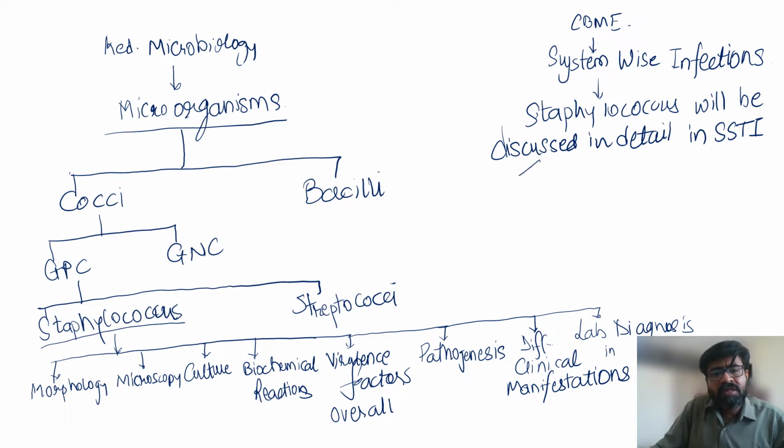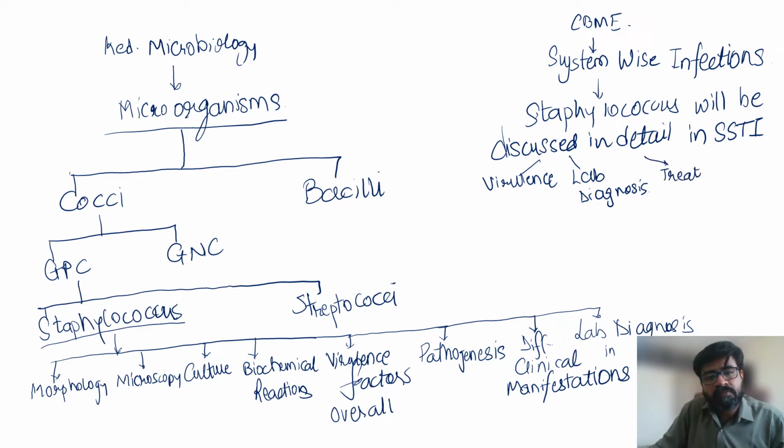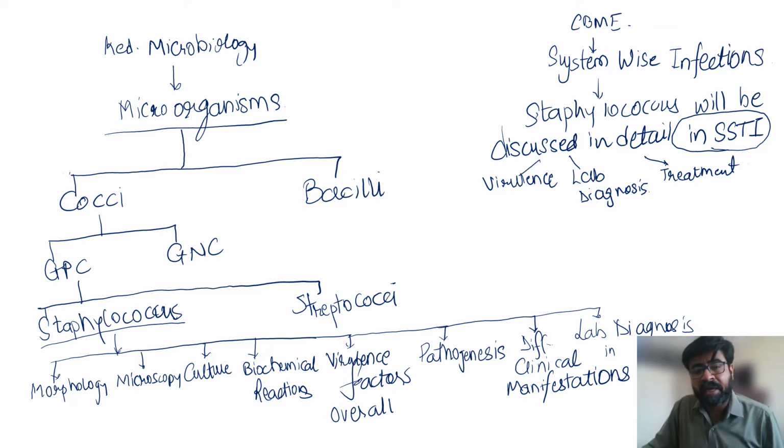However, first the clinical signs and symptoms of staphylococcal skin and soft tissue infections will be enumerated, and then the virulence factors which are responsible for this infection will be discussed. In the same way, laboratory diagnosis pertaining to these infections will be covered, and even the treatment options will be discussed. So here the system wise infection is discussed, and then the major pathogens which cause such infections are discussed, and all the relevant topics pertaining to those infections, so that the student will get the knowledge of how to treat and manage those infections.